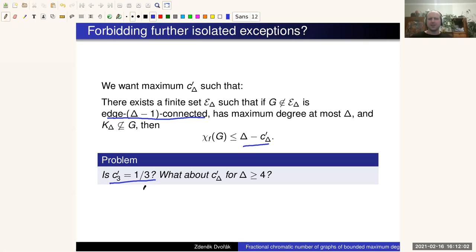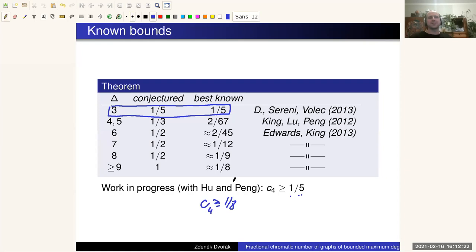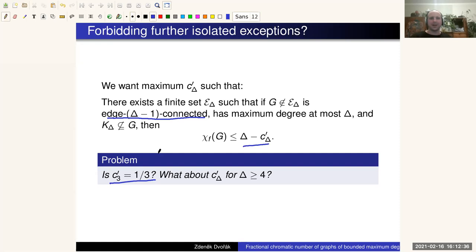And I will explain in a couple of minutes why this value of 1/3 seems to be the right one. But I would also like to mention that, of course, the same thing is completely open for any greater delta, and probably we are very far from actually being able to say anything about delta equals 4, because as the first step, you would like to get at least the exact bounds here, and then perhaps you can think about improving them. But in any case, I can't really tell you anything about this for any other delta than 3.